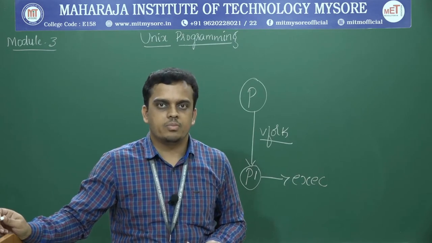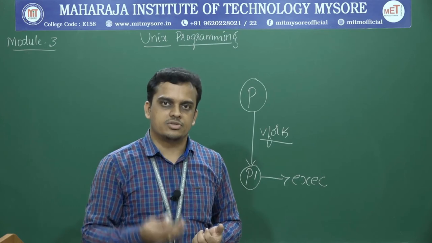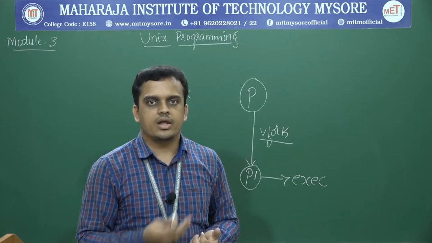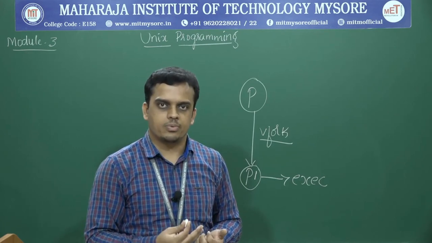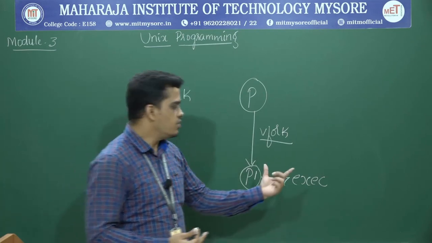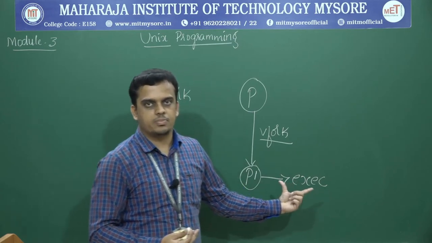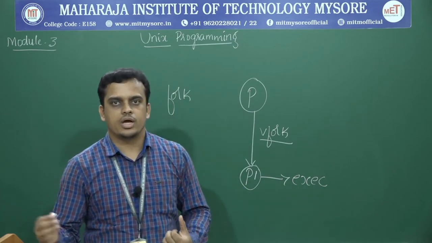So at any point of time, if our process or any new child process wishes to execute a different program, unlike its parent process's program, at that instance it is very much sufficient if you execute an API called exec. So exec is an API which is used to load a new program for a currently running process.